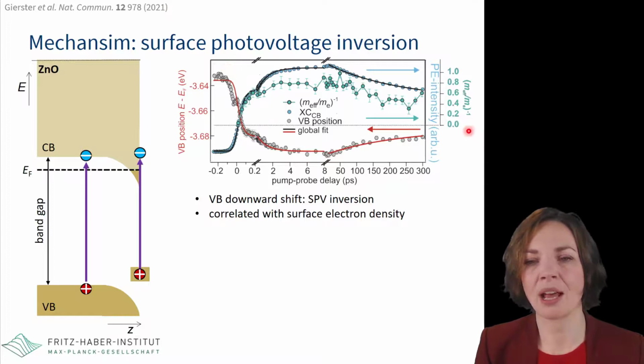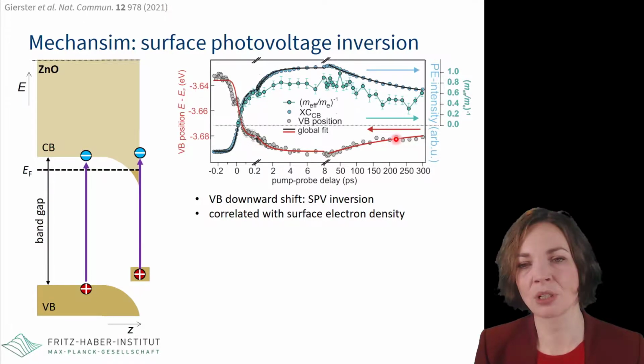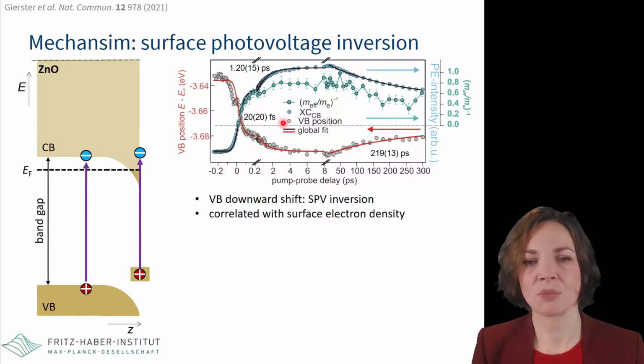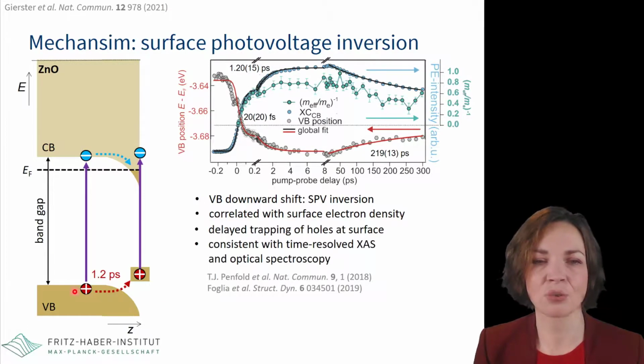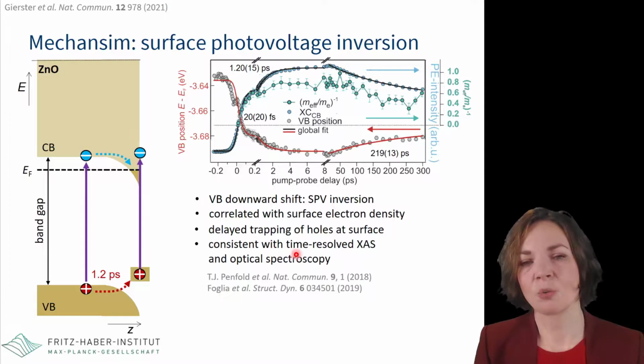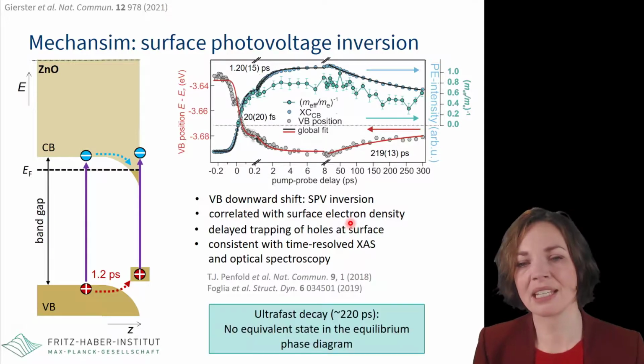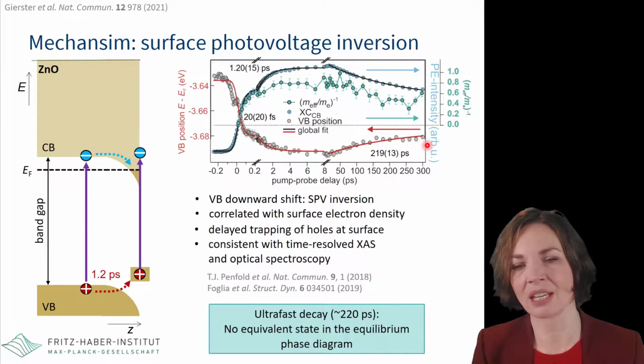And when we plot all our three observables, we can fit them globally and extract characteristic times. The first rise of 20 femtoseconds is likely resulting from the screening speed in zinc oxide, and the 1.2 picoseconds is likely related to the buildup of additional positive charge at the surface. It is consistent with X-ray and optical absorption experiments that show that holes are being trapped at the surface of zinc oxide on similar timescales. And then, of course, there is the decay on a 220 picosecond timescale.